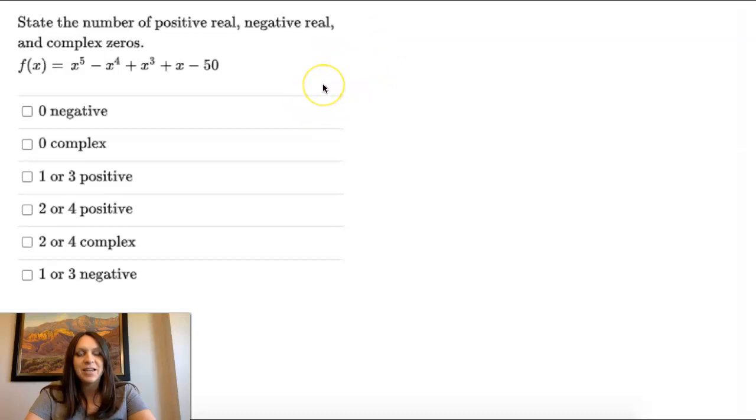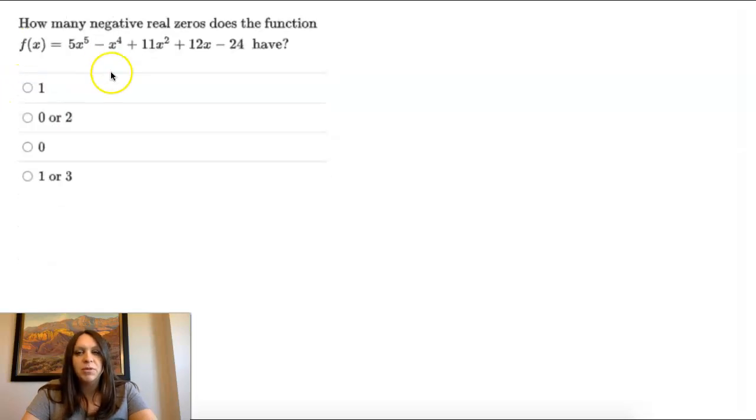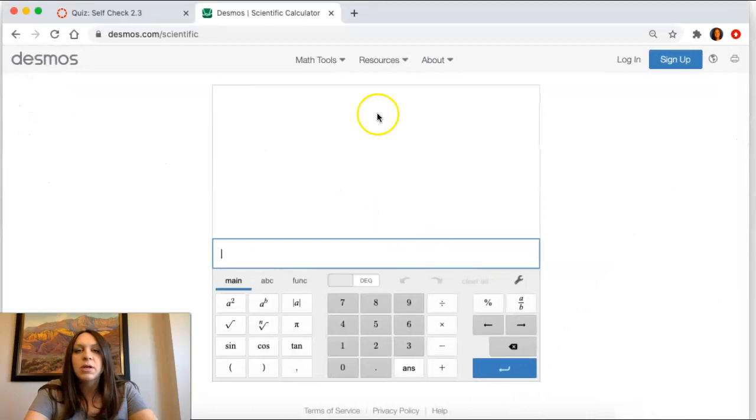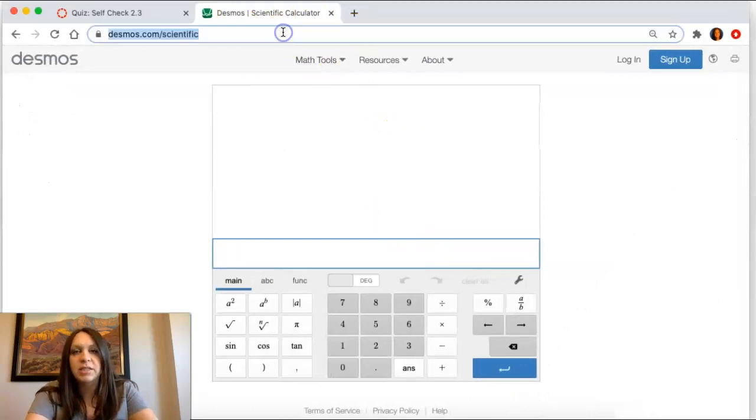Hey guys, in this section, the notes talk you through Descartes' rule of signs to determine positive, real, negative, and complex zeros. That's an older method that we used when you don't have a calculator, but since we all have access to a calculator, I'm going to show you how to do this using the calculator. So I have 3 problems we're going to go through, and I'm going to graph these so I can see what's going on.